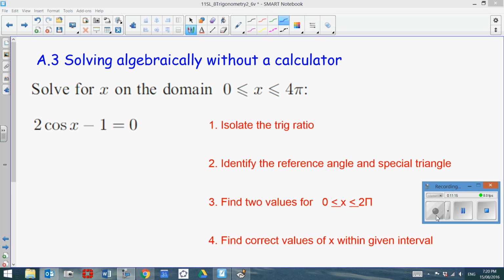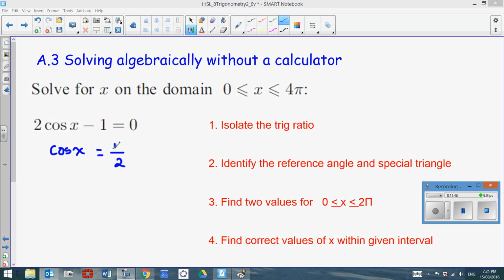All right, guys, so let's just recap what we've been talking about. If we are asked to solve algebraically and we're not using a calculator, we've got to have values that we can actually find using our 2 special triangles. So first step, isolate the trig ratio. So I have my trig function, cosine x is equal to the ratio of 1/2. Second step, identify the reference angle and the special triangle.